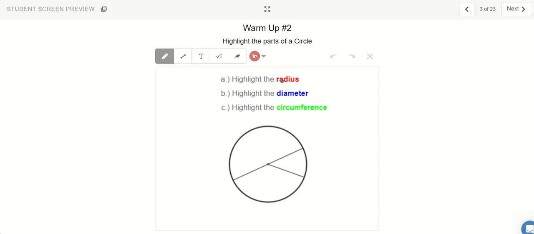So given this picture, can we highlight some of the parts? Let's highlight the radius in red. From the center to the edge, that's the radius. Diameter cuts the circle in half. And the circumference goes all the way around the circle. So this outer edge, this green part, that's going to be the circumference.